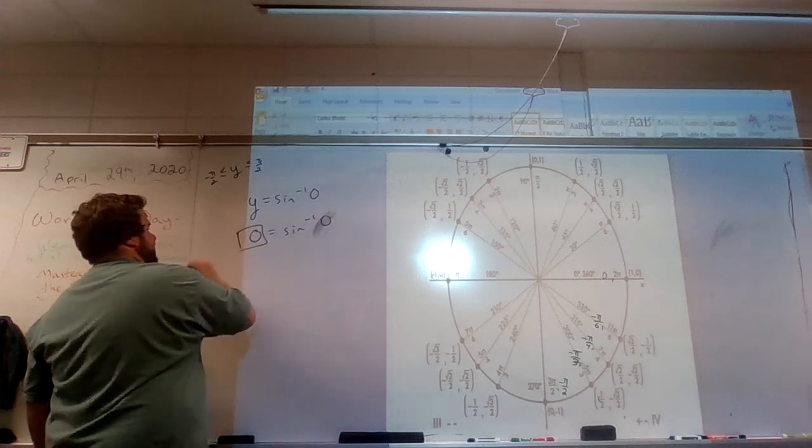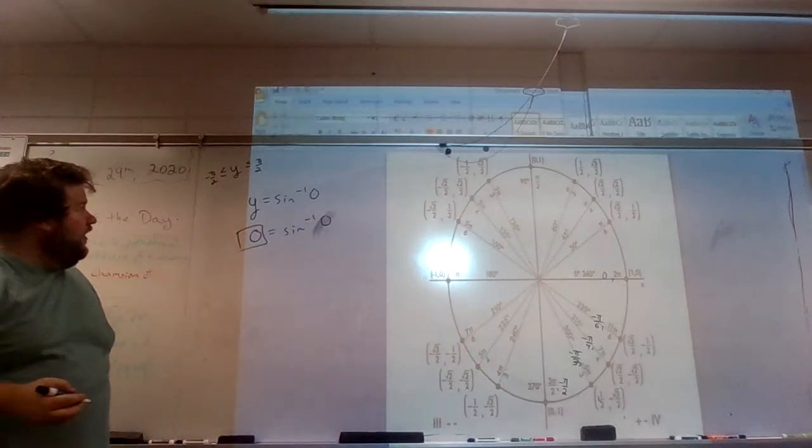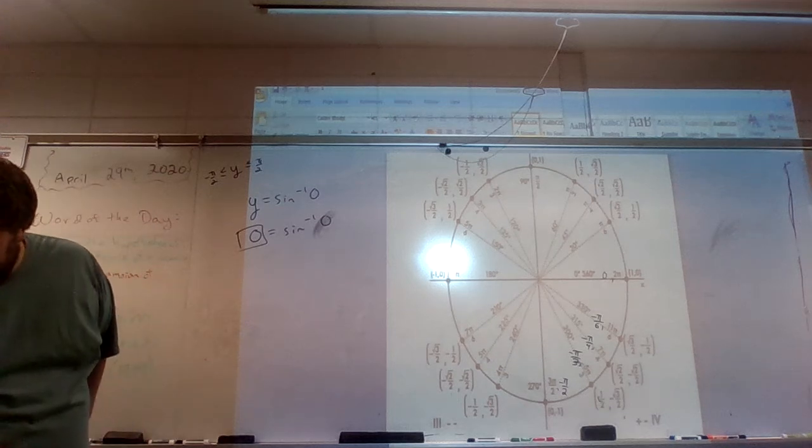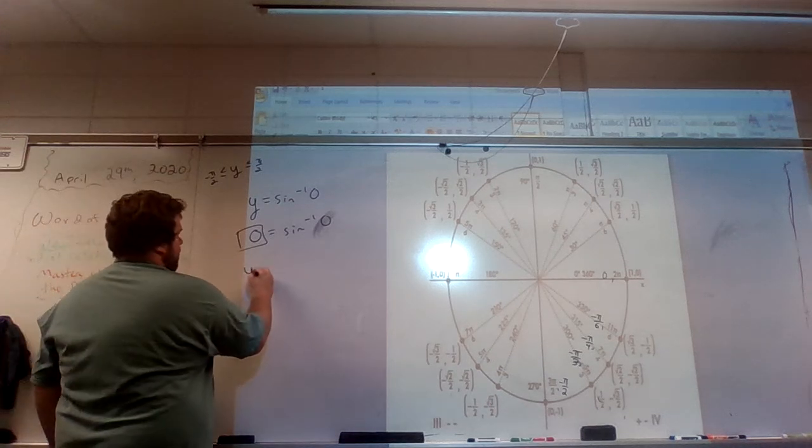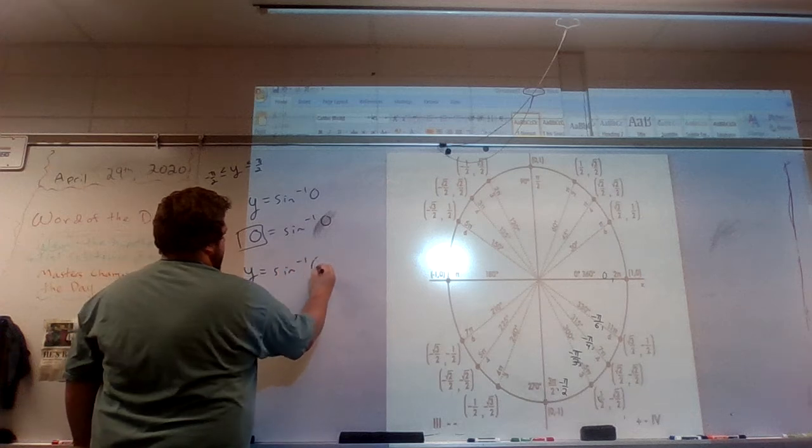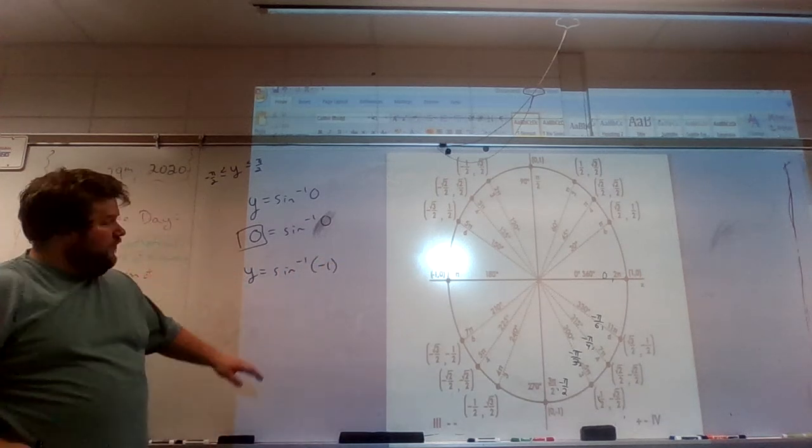Okay, so that's our answer. Just box that off. Okay, let's look at another one. Let's look at another sine inverse one. Sine inverse of negative 1.